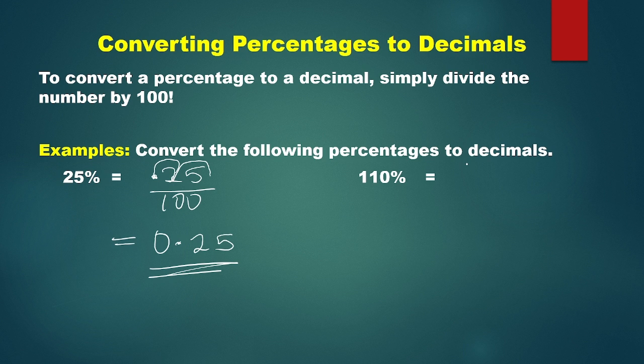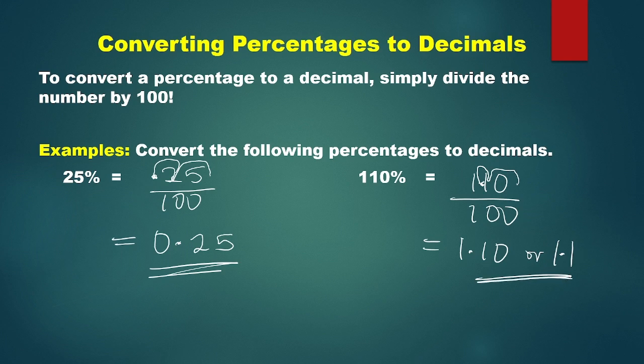If I have 110%, it becomes 110 divided by 100. My point again goes to the left based on the number of zeros in my denominator. 1, 2. So this is my point. My answer becomes 1.10 or simply 1.1. And that's the answer to the question.